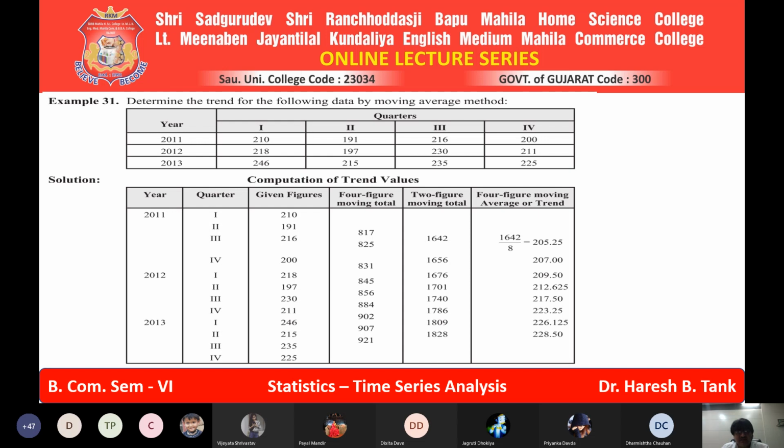First of all, write down the data set given to you in the form of columns. First column, years 2011, 12 and 13. The second column is quarters: first, second, third, fourth. Since you are dealing with 4 quarterly moving average, naturally you have to leave one line empty in between each of the quarters.